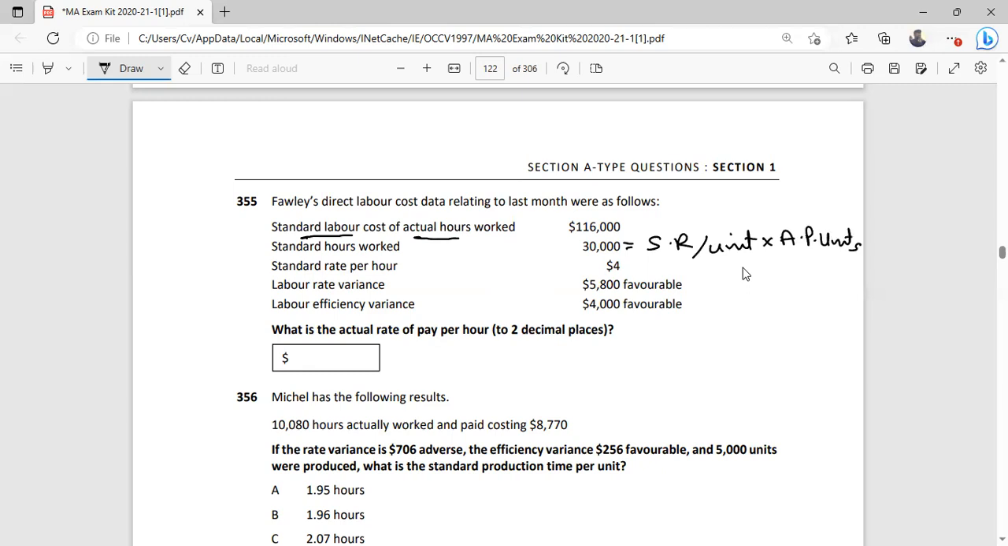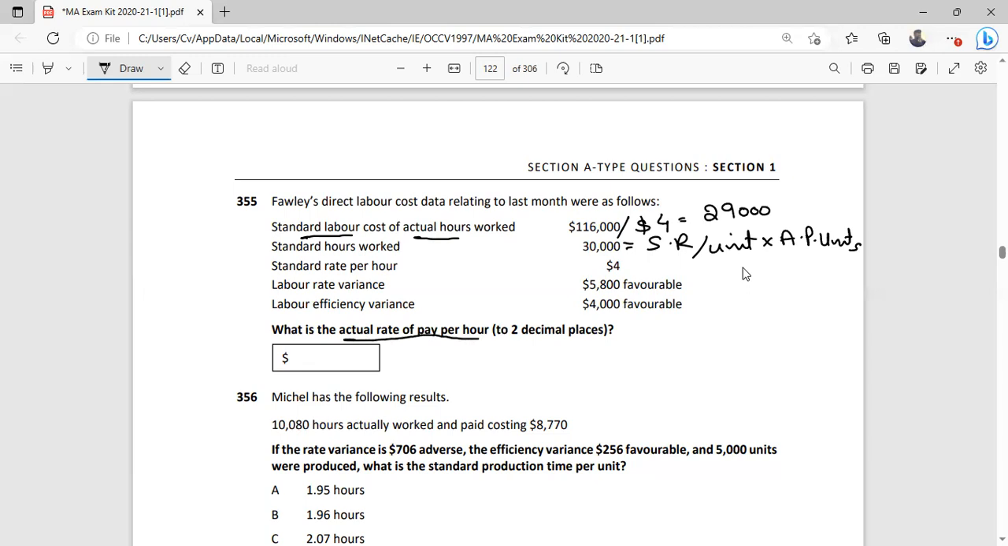Standard rate per hour is $4. Standard rate per hour of $4 is multiplied with actual hours worked. So by dividing by $4, I can calculate what the actual hours were. Actual hours are 29,000 and standard hours are 30,000. Labor rate variance is 5,800 favorable. Labor efficiency variance is $4,000 favorable. What is the actual rate of pay per hour?